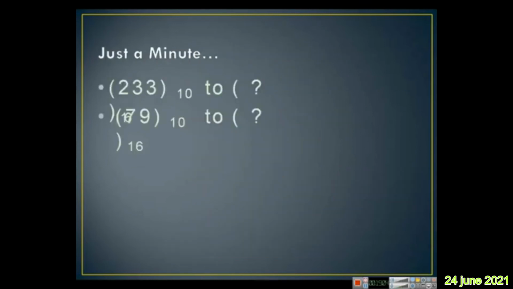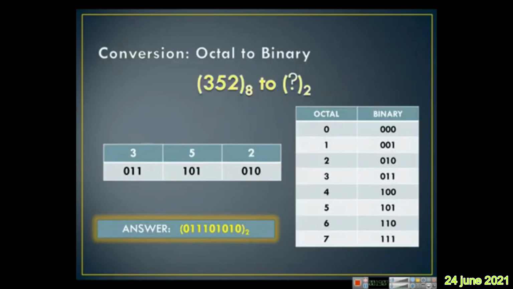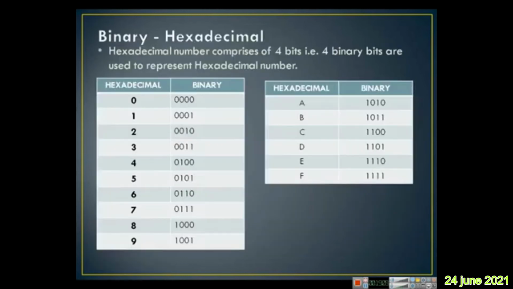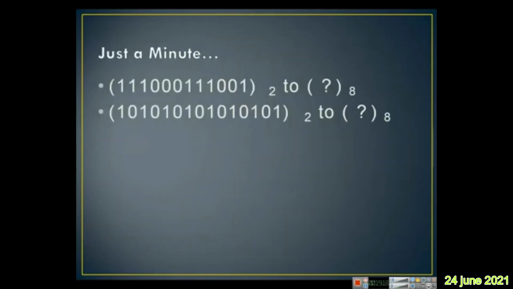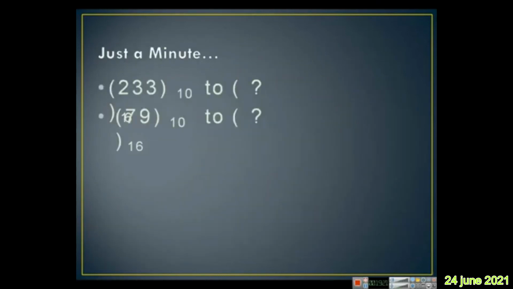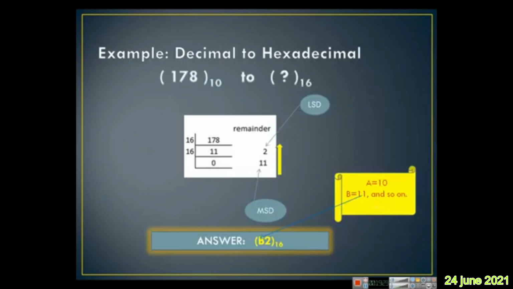Now the reverse way is what? Hexadecimal to decimal. We have not converted that yet. If you want to do hexadecimal to decimal, how can we do it? Just the same thing in reverse. If you take B2 in hexadecimal, what is the value in decimal? What you have to do now? Yes, 2 into 16 raised to 0, and B into 16 raised to 2.